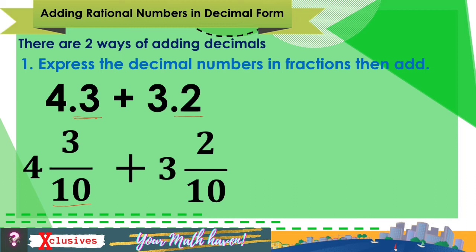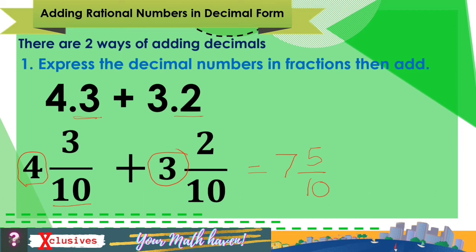So how do we add the numbers? Simply add the whole numbers first. That's 4 plus 3. That gives us 7. Now, we copy the denominator since these are similar fractions. Then we add the numerators, 3 plus 2, that gives us 5.